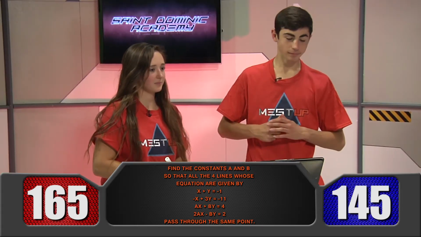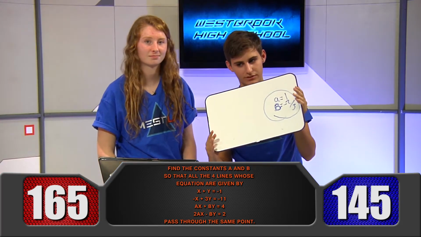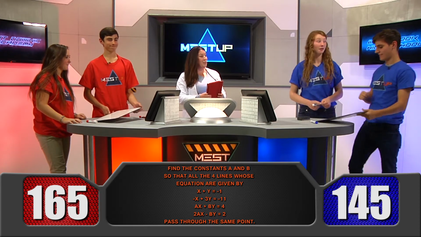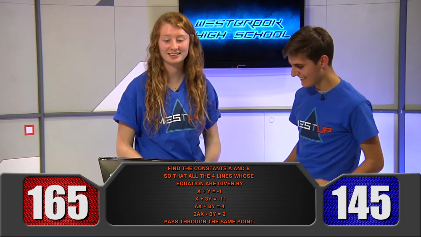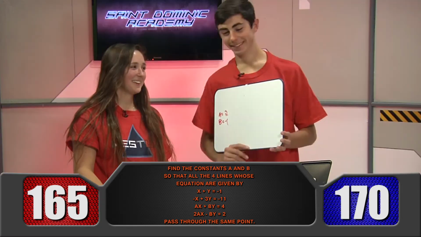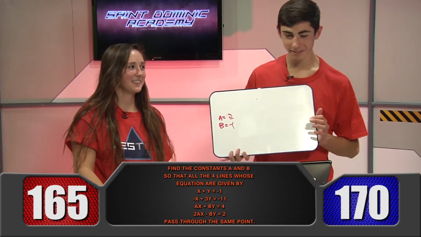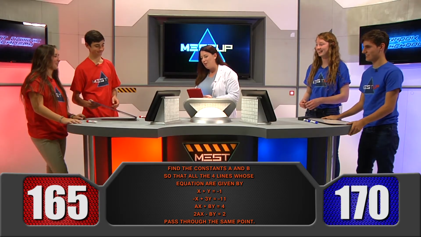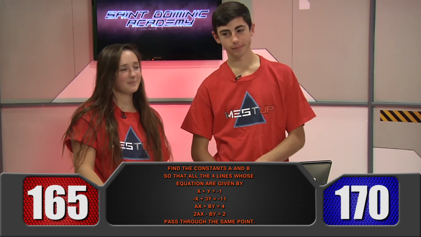So let's start with the blue team and go ahead and read it off. A equals 1, B equals -2/3. That is correct. And you guys wagered 25 points. So that brings you up to 170. And red team, same story. If you could show us the answer and read it off. A equals 2, B equals -1. And that is incorrect. You guys wagered 15 points, so you guys are at 150.